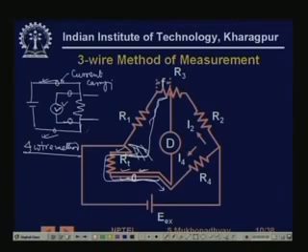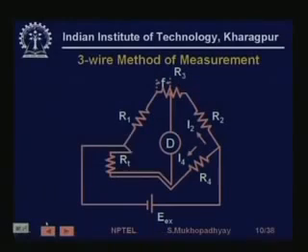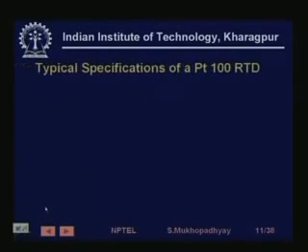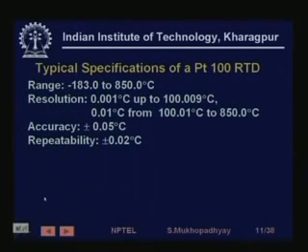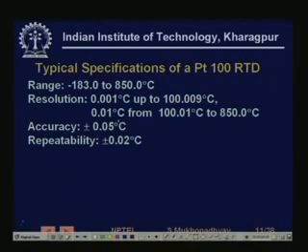So by these methods you can actually take care of the lead wire problem. Let us look at a typical specification of a platinum RTD. This is just to show that you can get a very accurate sensor. See, the error is plus minus 0.05 degree centigrade over this range, and the repeatability is 0.02 degree centigrade.